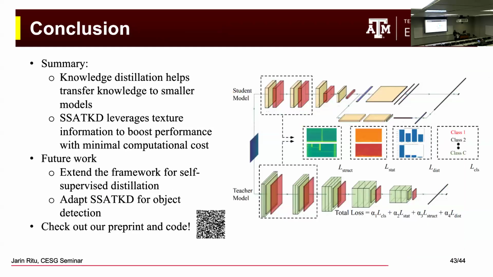So that was all from my work. We see how knowledge distillation helps transfer knowledge, and also how incorporating texture can boost the knowledge distillation performance itself. My future work is to extend this framework for self-supervised distillation, and also adapt this framework for different downstream tasks like object detection. We already have a paper with the results I showed to you, and our paper and code are available in the GitHub repository. You can scan the QR code and it will direct you to the paper that we have.